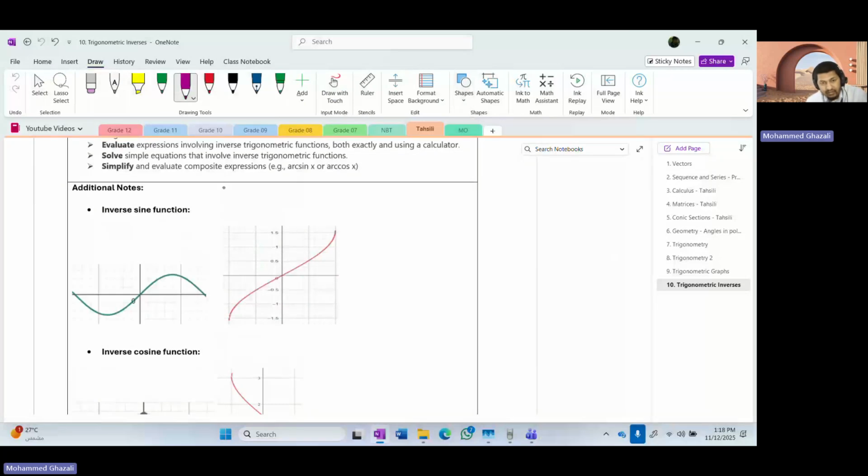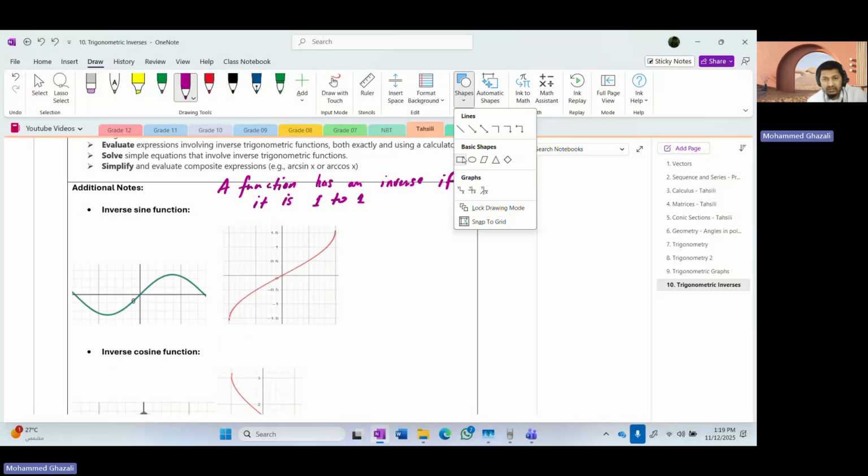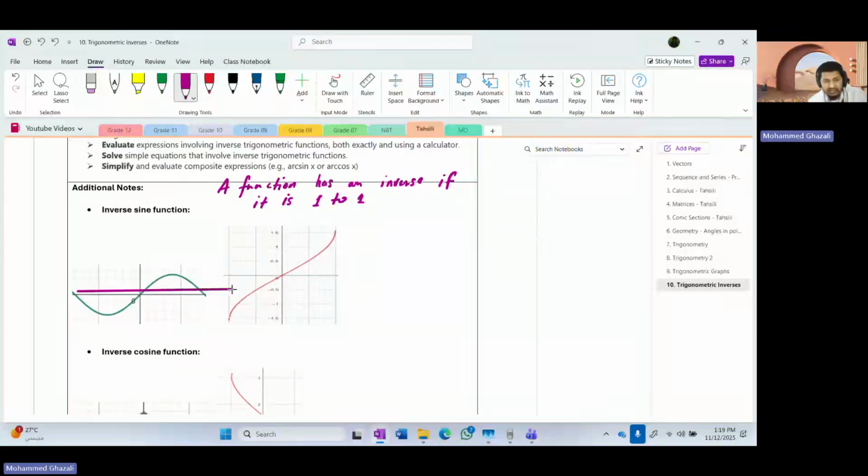So basically, a function has an inverse if it is 1 to 1. What does 1 to 1 mean? 1 x value, 1 y value. So if we observe this function here, and if you try to cut them, you can see it cuts twice. We only want the function to cut once.